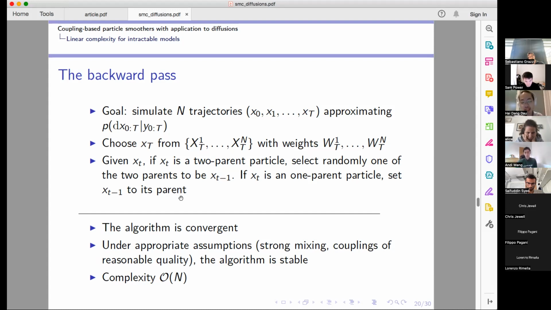So now you have a smoothing algorithm that is convergent, and under appropriate assumptions like strong mixing and coupling of reasonable quality, you have an algorithm that is stable as the time T tends to infinity, and the complexity is linear. So even when the model is tractable, you can still use this algorithm to get an O(N) complexity smoothing algorithm.